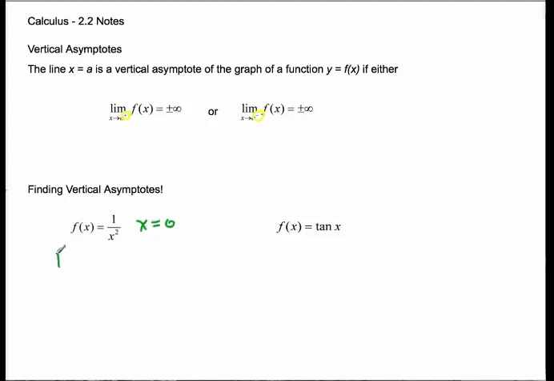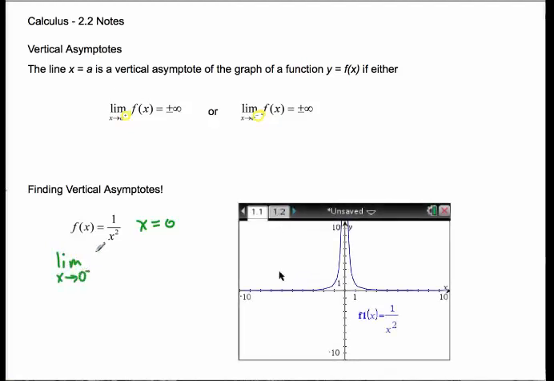So what we need to do then is look at the limit as x approaches 0 from the left of 1 over x squared, and look at the limit as x approaches 0 from the right of 1 over x squared. And so when we do this, what's going to happen is we get really, really close to 0. We're undefined there. We can't have 0 as part of our answer.